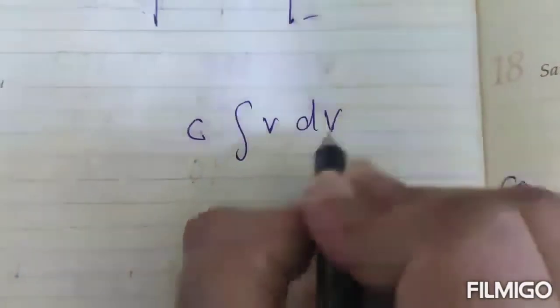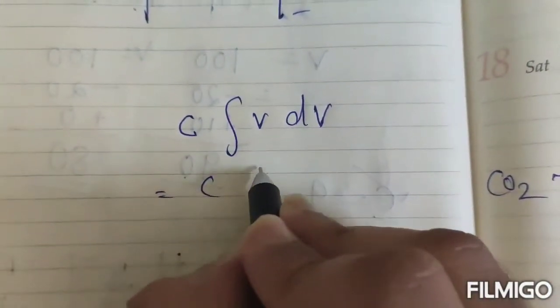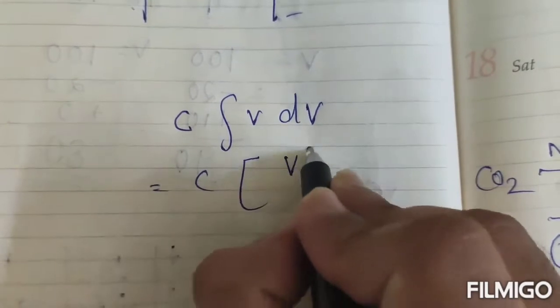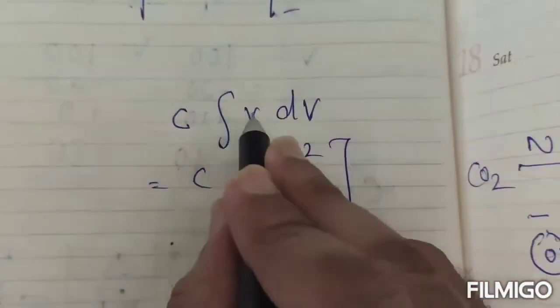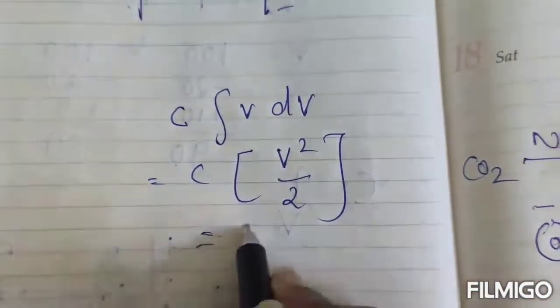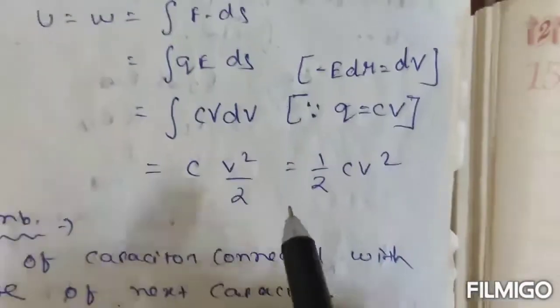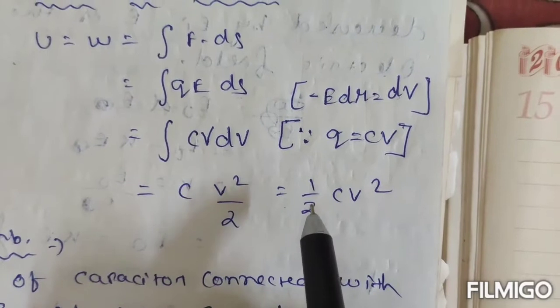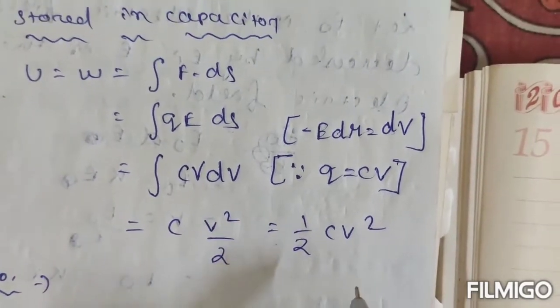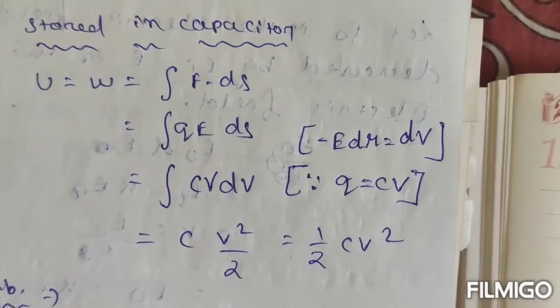Integration of V dV is what? V's integration is V square by 2. So this is C into V square by 2, equal to half CV square. Clear?